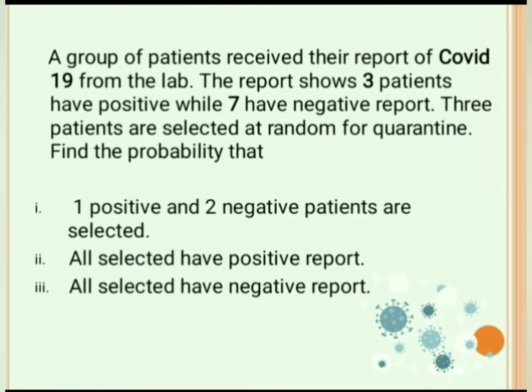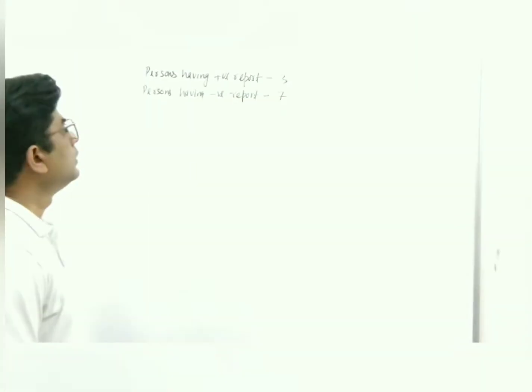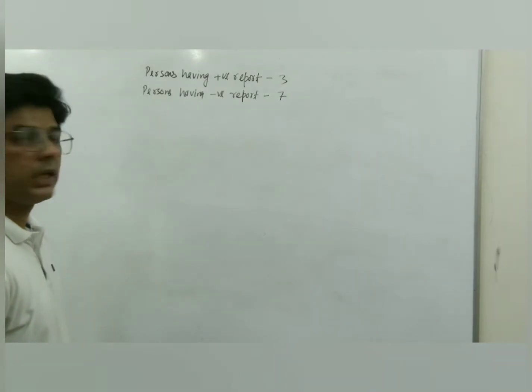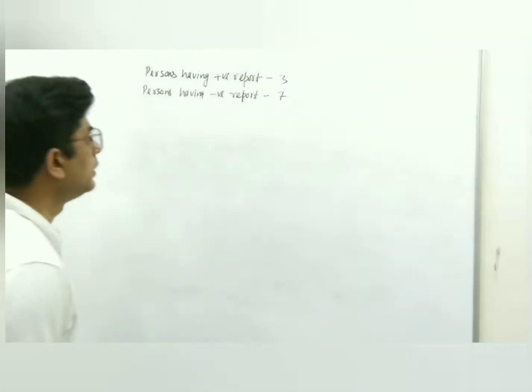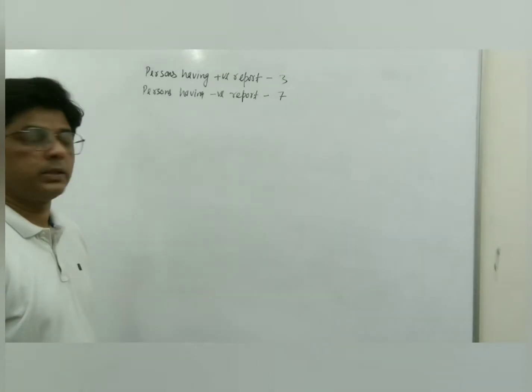Find the probability that first, 1 positive and 2 negative patients are selected. Second, all selected have positive report. Third, all selected have negative report. In this problem, it is given that 3 persons have positive report of COVID-19 and 7 persons have negative report of COVID-19. We have to choose 3 persons and we have to find the probabilities in 3 cases.